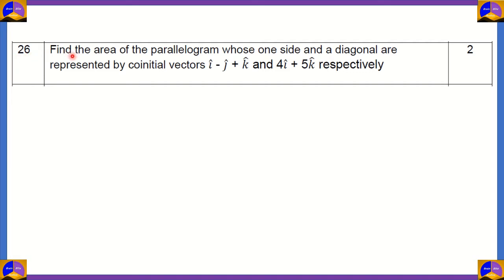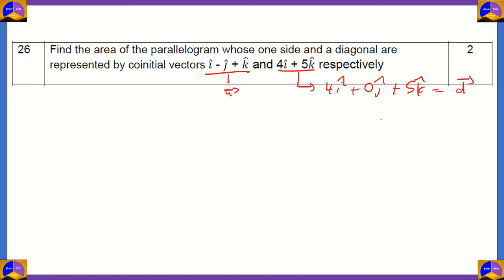This question is asking us to find the area of the parallelogram whose one side and a diagonal are represented by co-initial vectors i cap minus k cap plus j cap plus k cap and 4i cap plus 5k cap respectively. How do we start solving this question? Well, let's consider this as a side A bar, and let's consider this as 4i cap plus 0j cap plus 5k cap as the vector D, which is a diagonal.